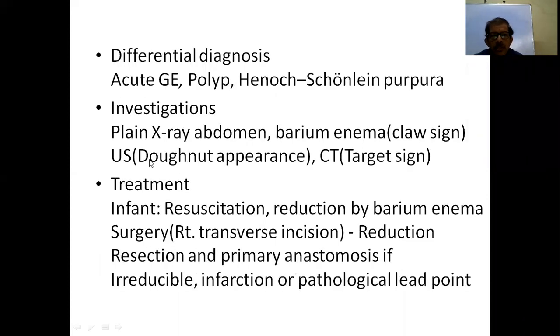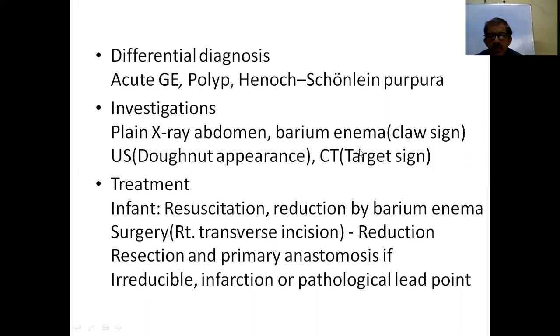And so the differential diagnosis again is acute gastroenteritis, Henoch-Schonlein purpura, polyps. So you may take a plain X-ray, but on barium enema you can see the claw sign and the donut sign, how they will appear, I will show you.